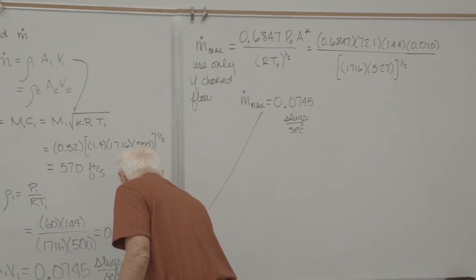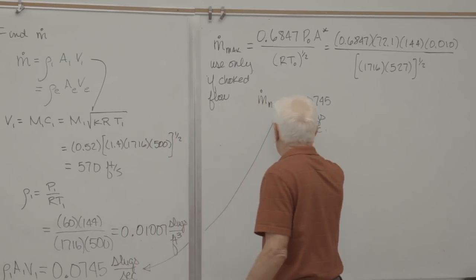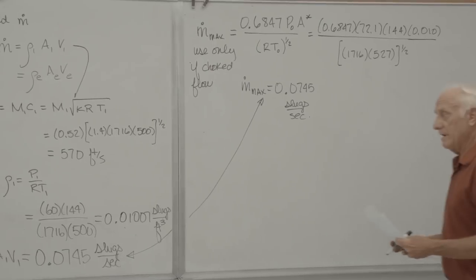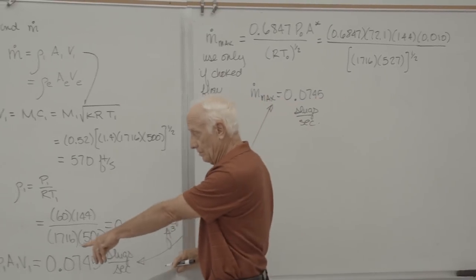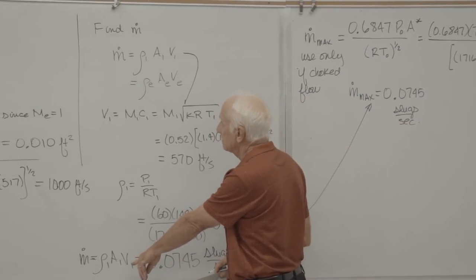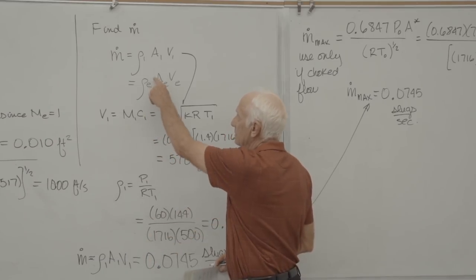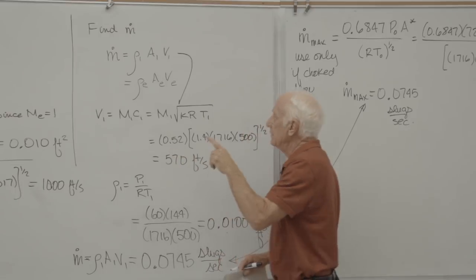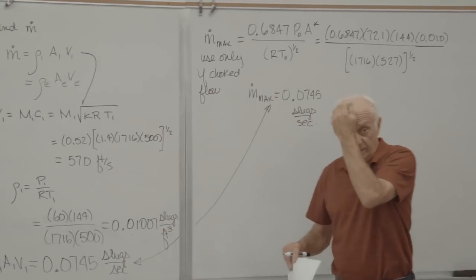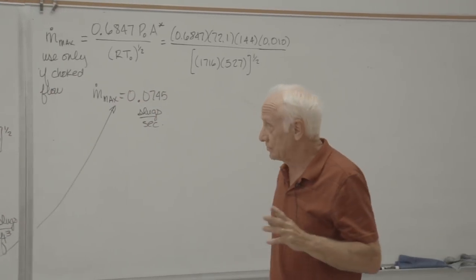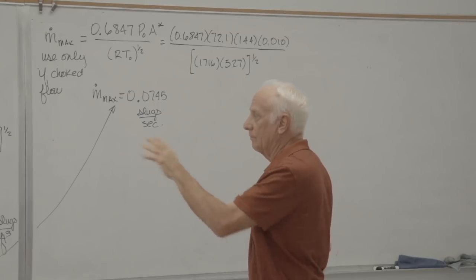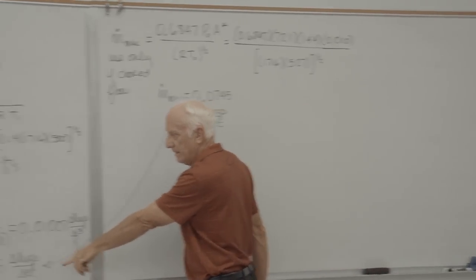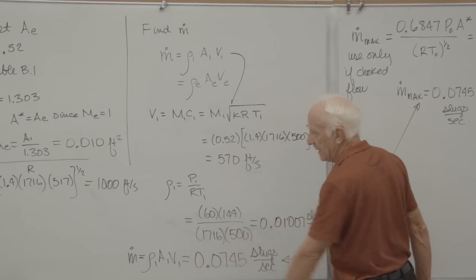Yeah, it doesn't matter. They give the same answer. Rho AV, this equation, always works, choke flow or not choke flow. Only time you use the other equation is if the flow's choked. In this problem, choke flow. I can use it. When I do, I get the same answer I would have gotten by taking rho AV at 1.